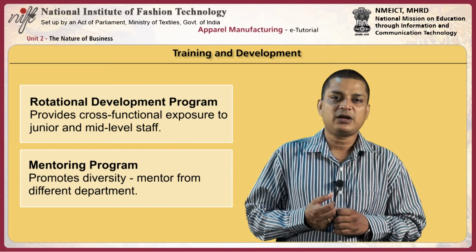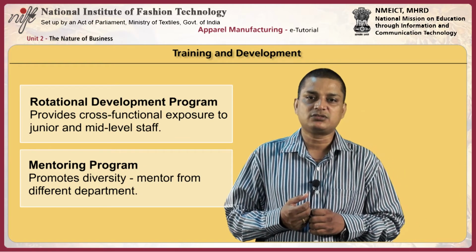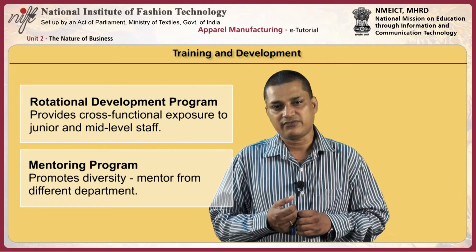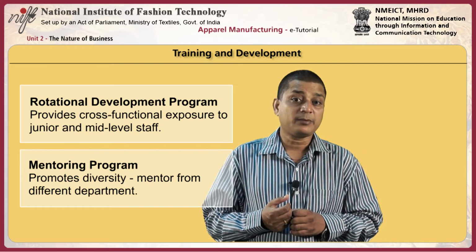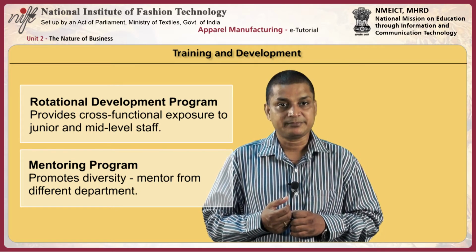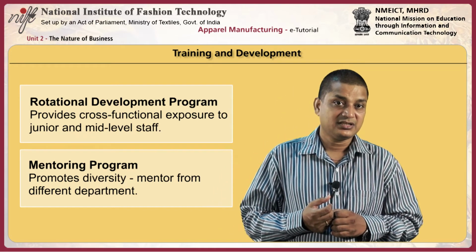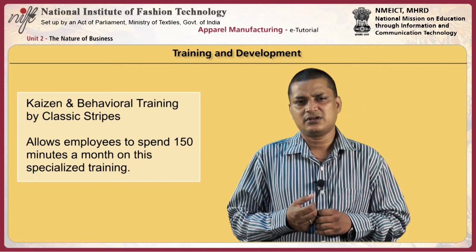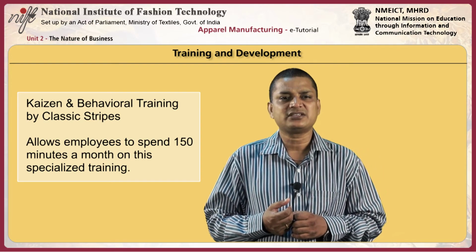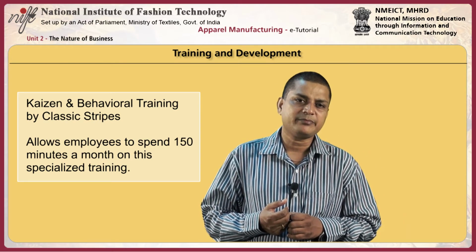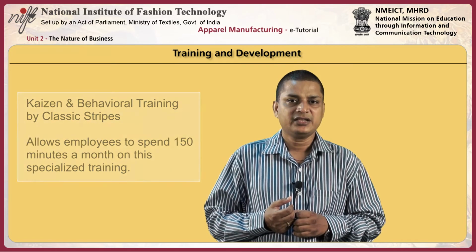Rotational development program provides cross-functional exposure to junior and mid-level staff. Mentoring program promotes diversity and mentors with different departments. At Classic Stripes, employees spend 150 minutes a month on Kaizen and behavioral training.